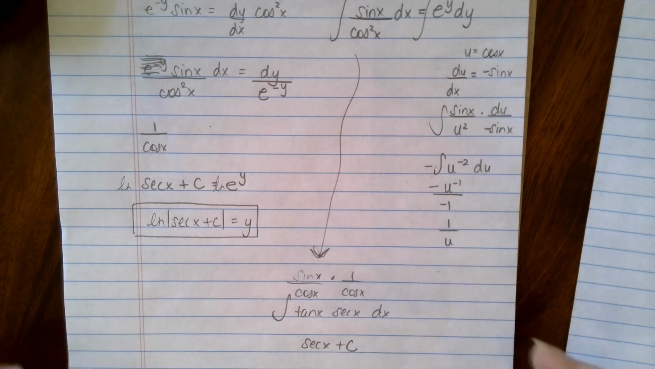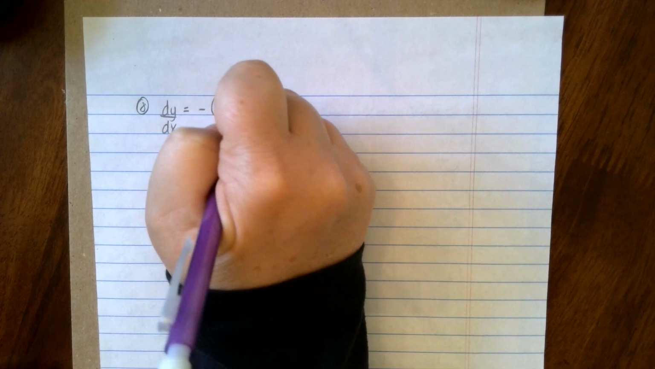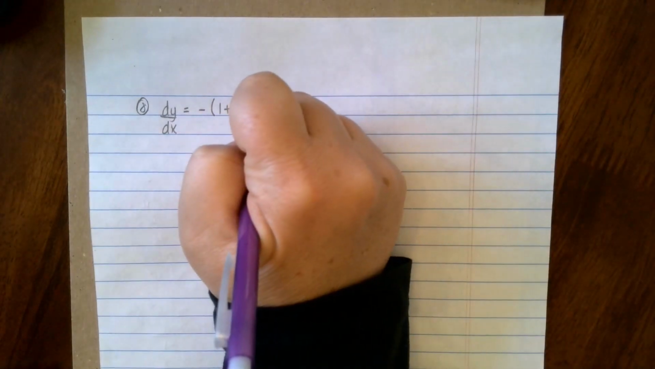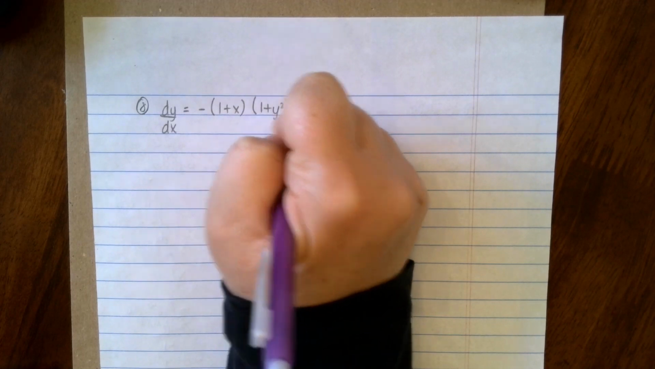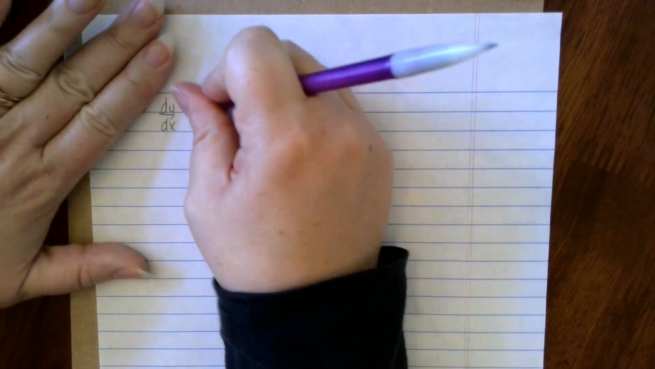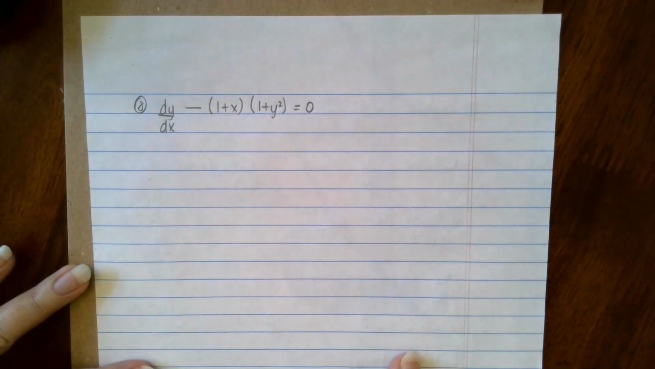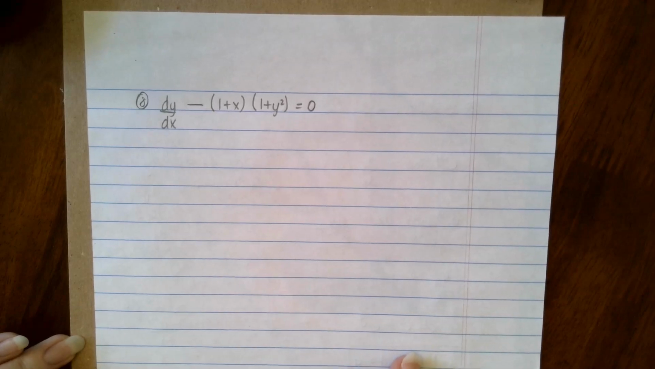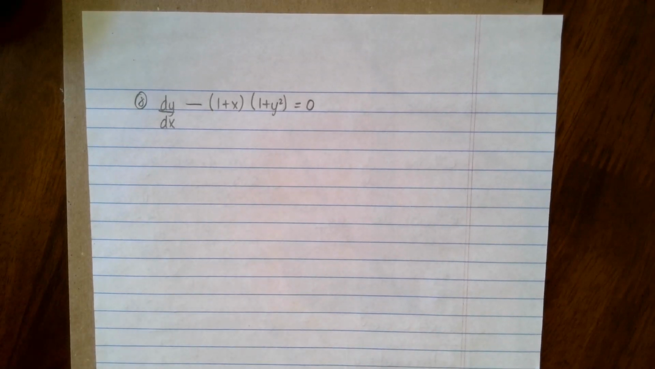All right, moving on to number 8. We're almost done. 8 and 9. Number 8, we have dy dx is equal to negative the parentheses of 1 plus x times the parentheses of 1 plus y squared. And just kidding with my equal sign. Let's actually make this problem what it should be. Equals 0. So dy dx minus the parentheses of 1 plus x times the parentheses of 1 plus y squared equals 0.